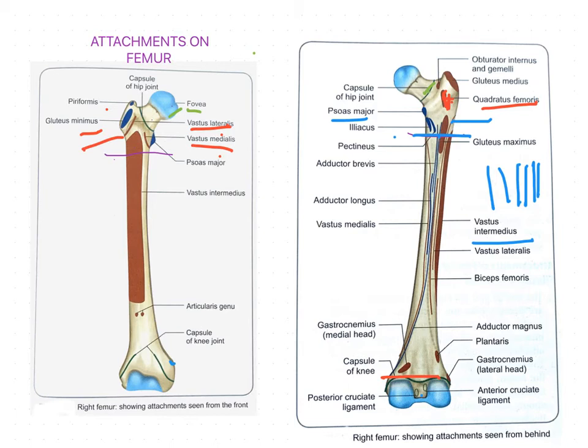in the intercondylar fossa. Here the anterior cruciate ligament is located on the medial side of the lateral condyle, whereas the posterior cruciate ligament is attached to the lateral surface of the medial condyle. So these are the attachments at the intercondylar fossa. Now we'll move on to the ossification of the femur.